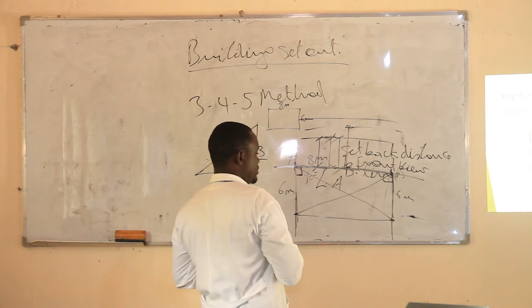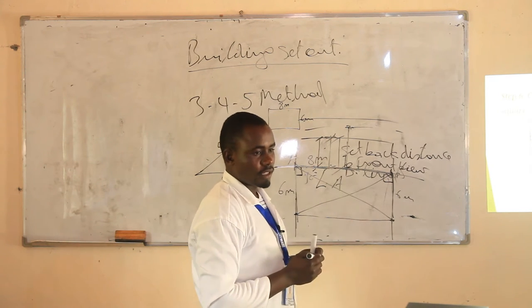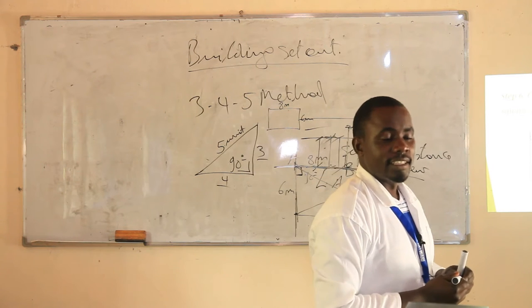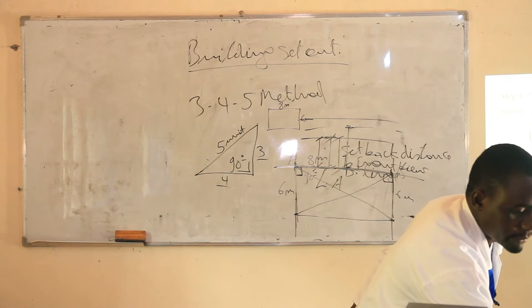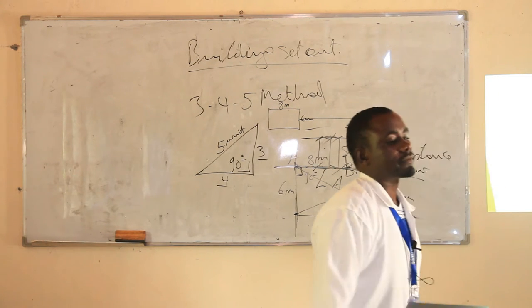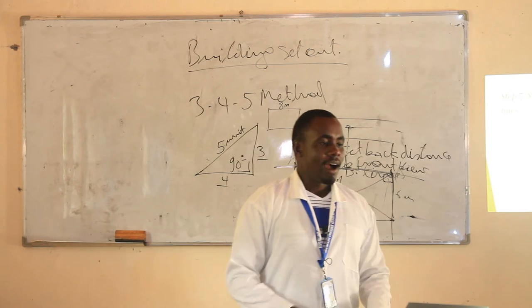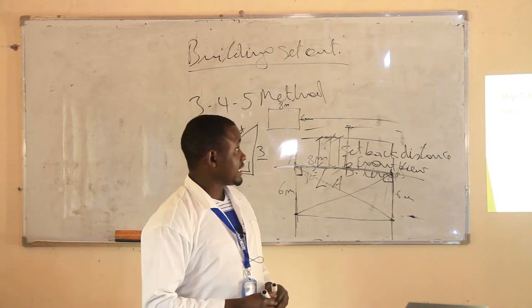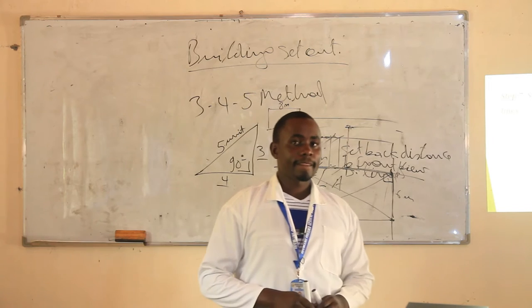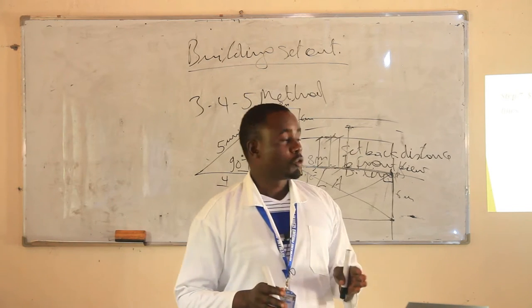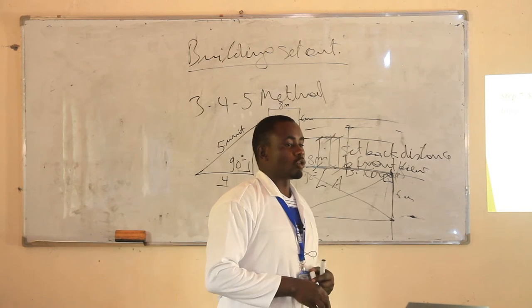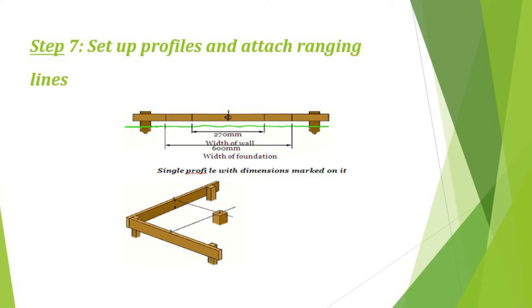This diagonal must be equal in order to eliminate the parallelogram shape. After checking the diagonal, you have to proceed to step 7, called set up profile and attach ranging line.